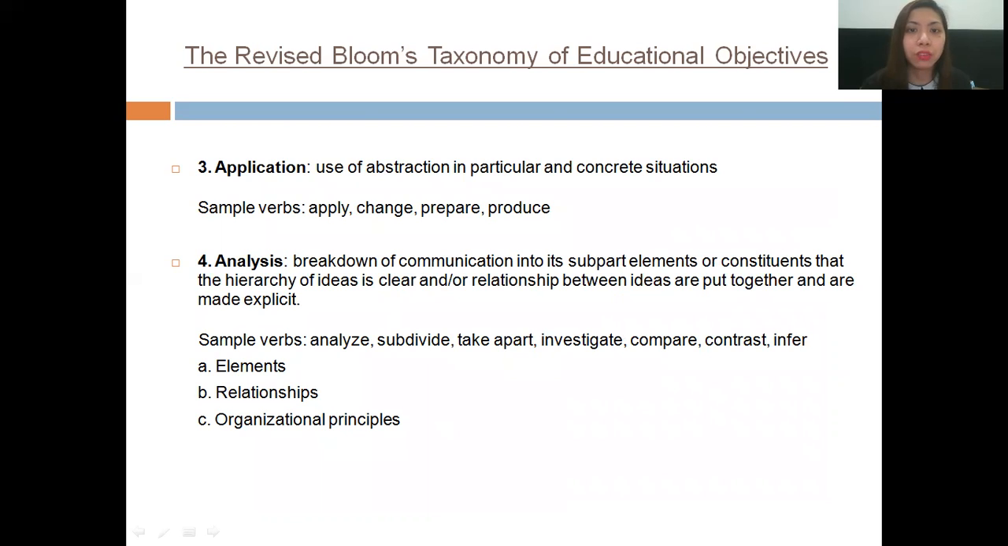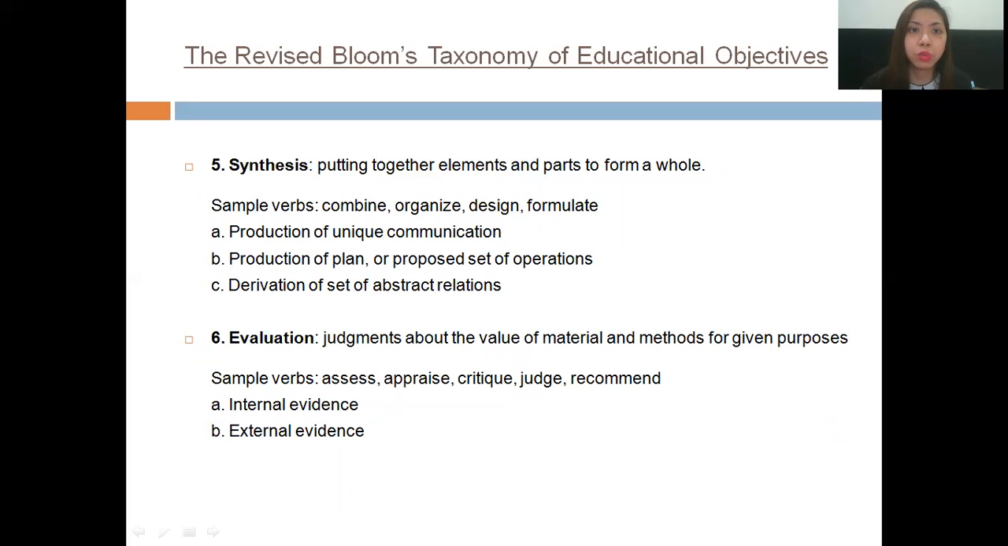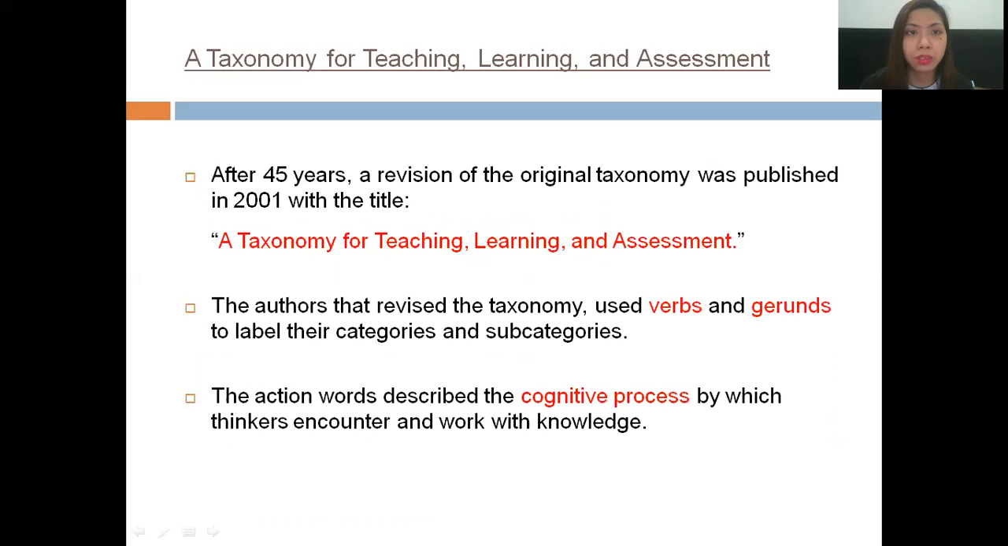Analysis, which is the breakdown of communication into its subpart elements or constituents, so that the hierarchy of ideas is clear and the relationships between ideas are made explicit. Then we have synthesis, which is the putting together of elements and parts to form a whole. Then, lastly, we have evaluation. This is where judgments are made about the value of material and methods for given purposes.